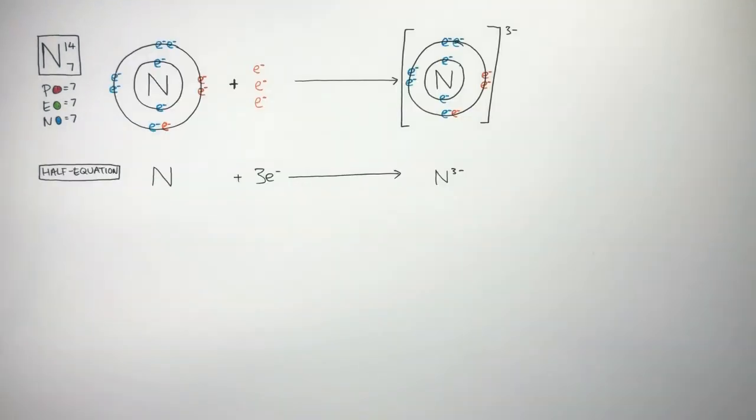The half equation shows how the nitrogen atom has gained 3 electrons to become a nitrogen anion with a charge of 3-.